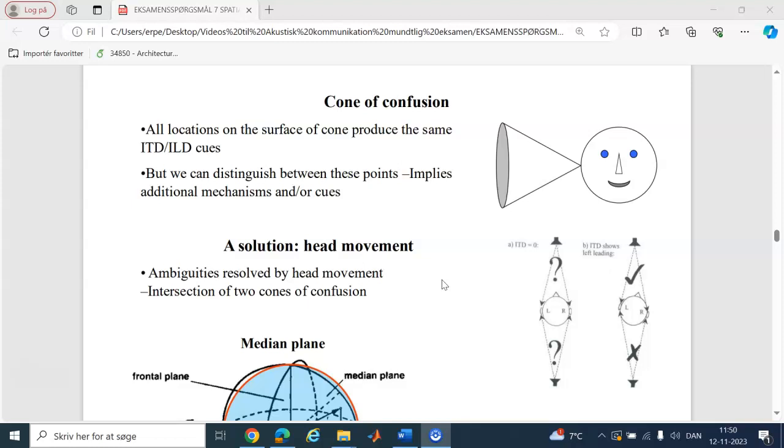Okay. So if you have a sound source in front of you, the ITD is 0 at the left and right ear: same time, no time difference. But if you move your head so that, for instance, the left ear is nearer the loudspeaker, then you will hear better on the left.